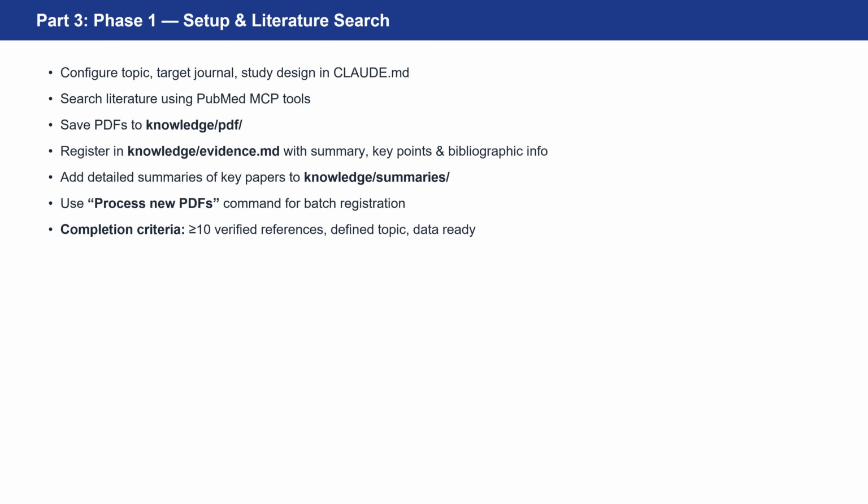In Phase 1, you configure the topic, target journal, and study design in Claude.md, then search PubMed using MCP tools. Save PDFs to Knowledge/PDF and register each paper in Evidence.md with summary, key points, and bibliographic information, following the Evidence-Guide.md. Key papers get detailed summaries in Knowledge/Summaries. When you have multiple new PDFs, the Process New PDFs command handles batch registration. The completion criteria are at least 10 verified references, a defined topic, and data ready.